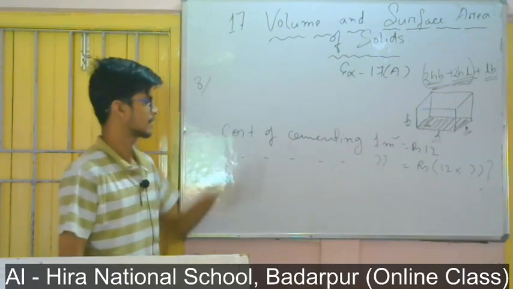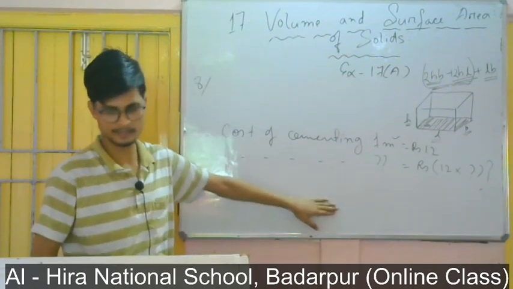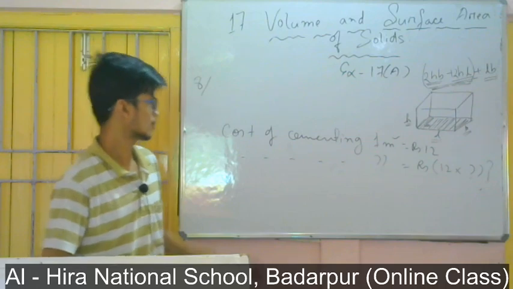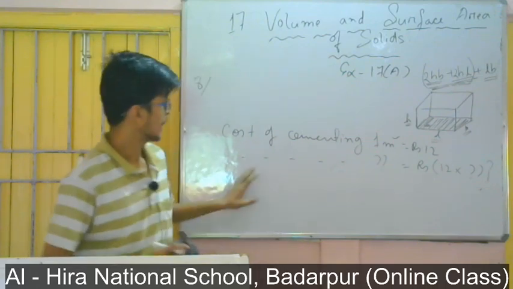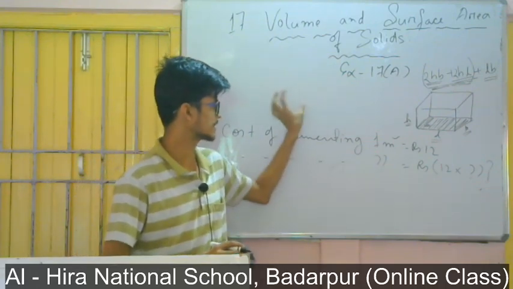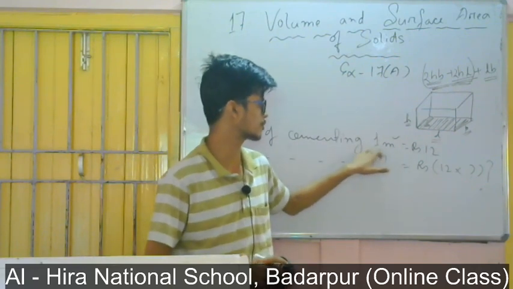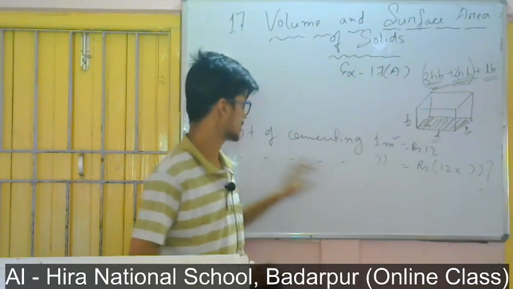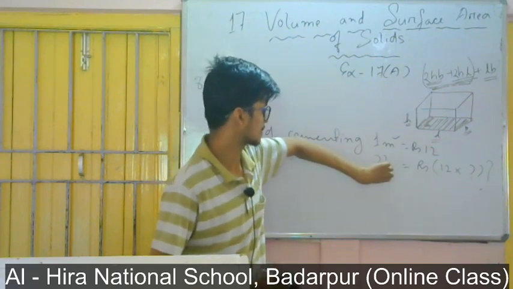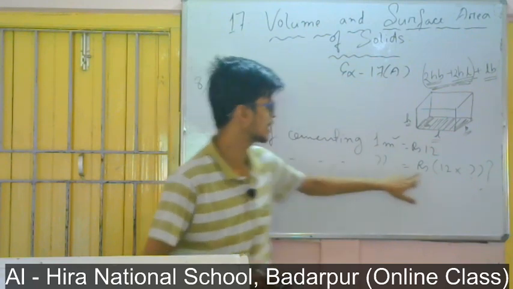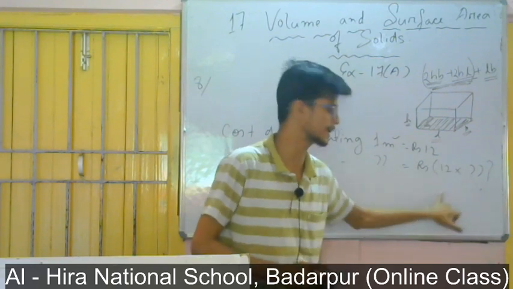Question number 8. First of all, you find the surface area using the formula that I have given you in question number 7, and then after finding the surface area, you use it here. Cost of cementing, it is given 1 meter square is equals to rupees 12. That means the surface area that you will get, you put it here and then you multiply it by 12, you will get the answer.